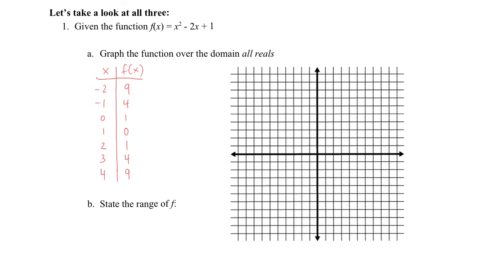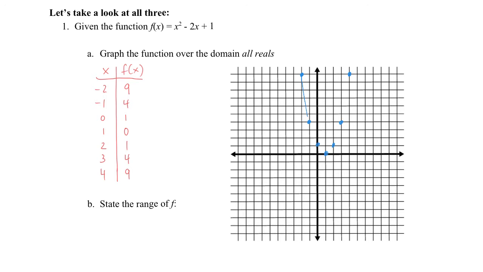Now I'm going to plot the points on the graph. -2, 9 is right there. -1, 4, 0, 1, 1, 0, 2, 1, 3, 4, and 4, 9. Now at this point, we need to remind ourselves what our domain is. Our domain is all reals, and that means we're actually going to connect the dots.